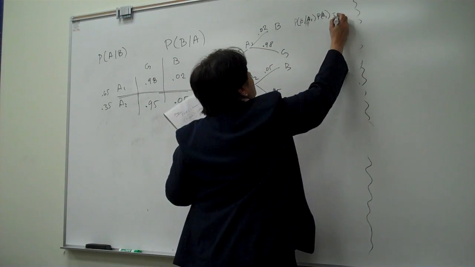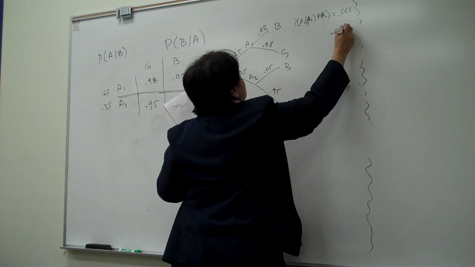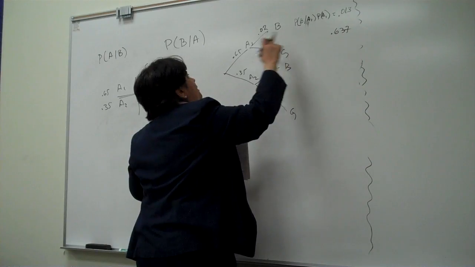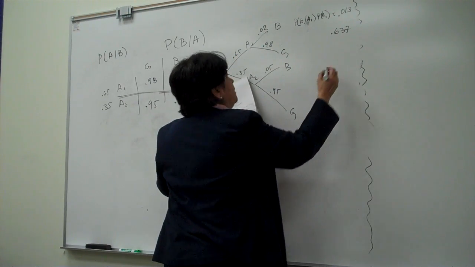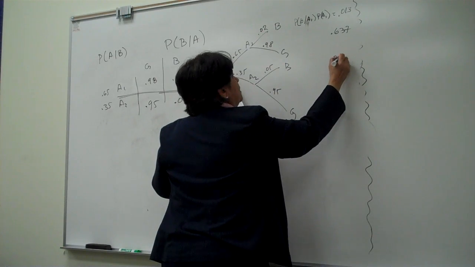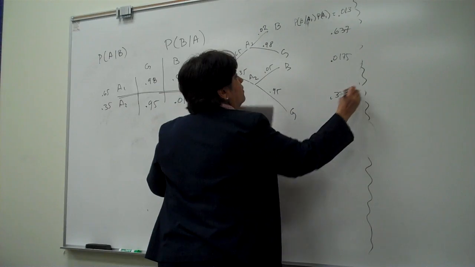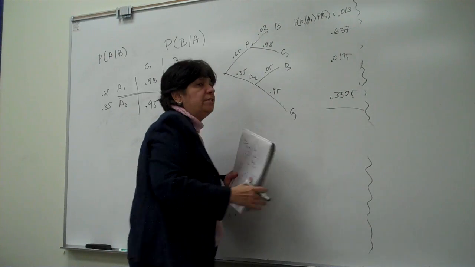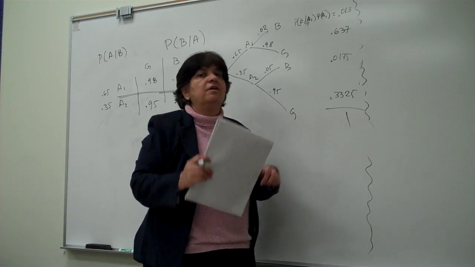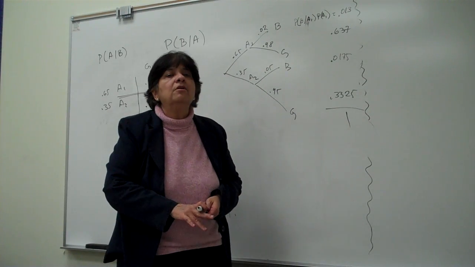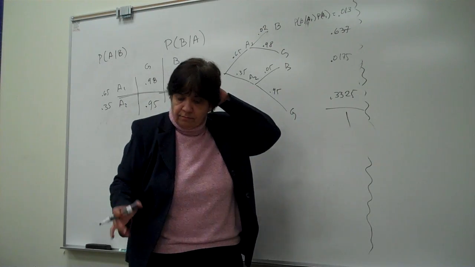I have it already here. It's 0.013. This is 0.637. This 0.637 is nothing but 0.65 times 0.98. This is 0.0175, and this is 0.3325. If I add all these probabilities, guess what? These probabilities are equal to 1 because there are no other possible outcomes. This is it, no more.